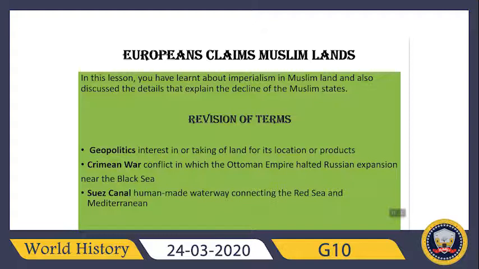Then we have the Crimean War. The Crimean War was a conflict in which the Ottoman Empire halted Russian expansion. They wanted to stop the Russian expansion near the Black Sea. Then we have the Suez Canal. The Suez Canal was a human-made waterway that connects the Red Sea and the Mediterranean.